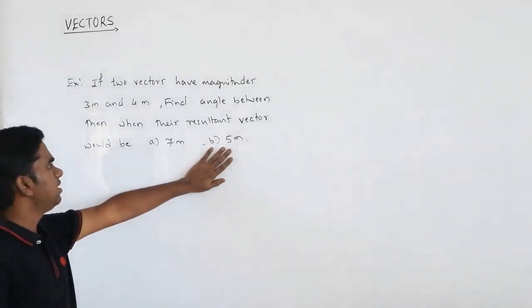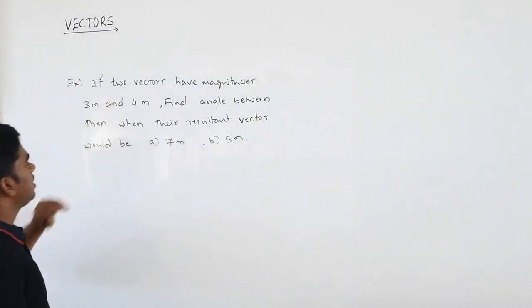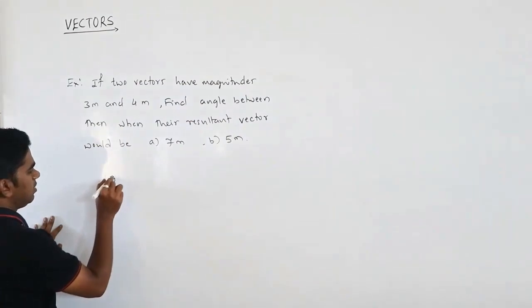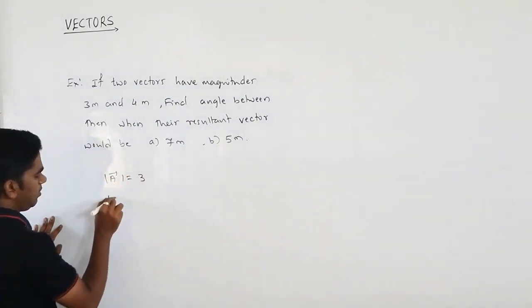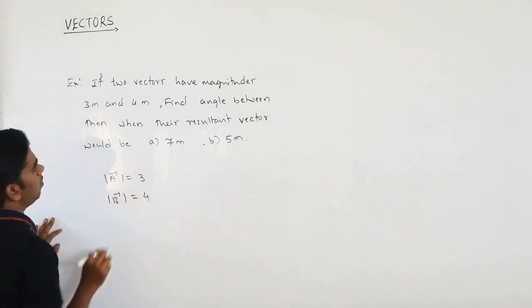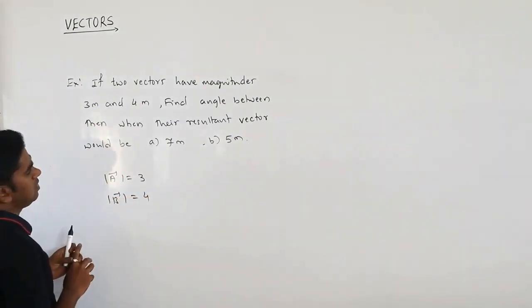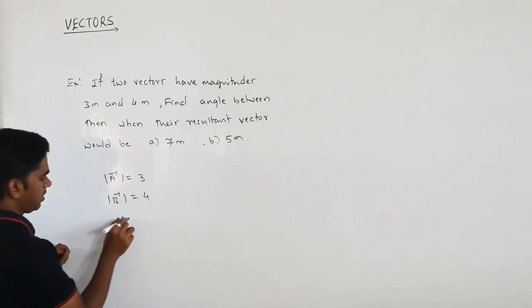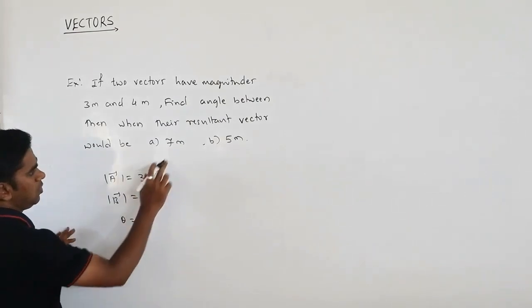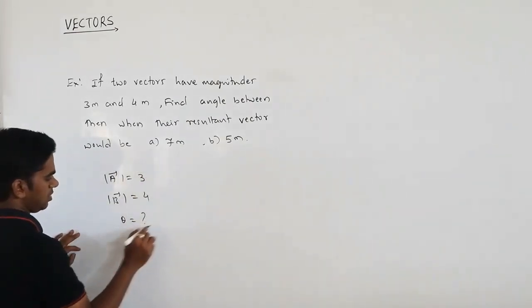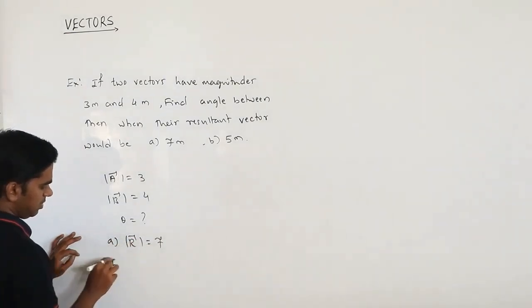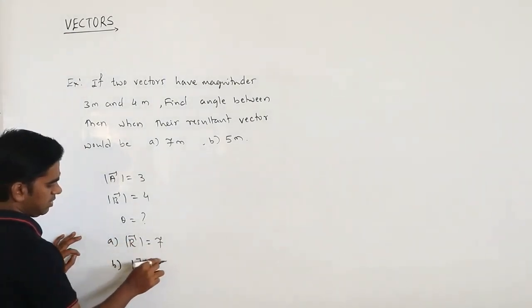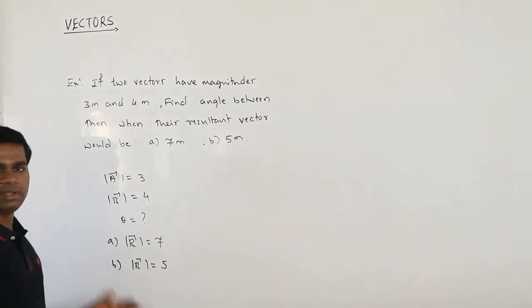They have given the magnitude of the resultant vector. They are asking to find the angle between the vectors. What they have given? They have given two vectors. Say vector A, its magnitude is 3. Another vector, that is B, its magnitude is 4. And what they are asking is theta. Okay. So first one is when resultant is 7 and second is when resultant is 5. Very simple. We can do this one.